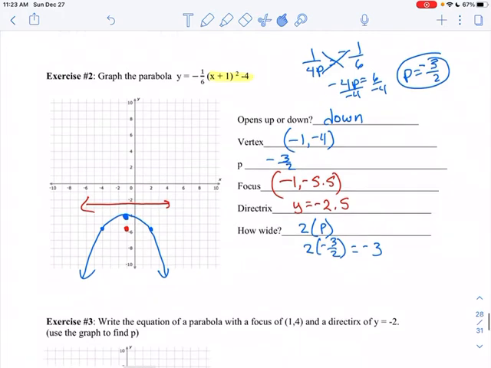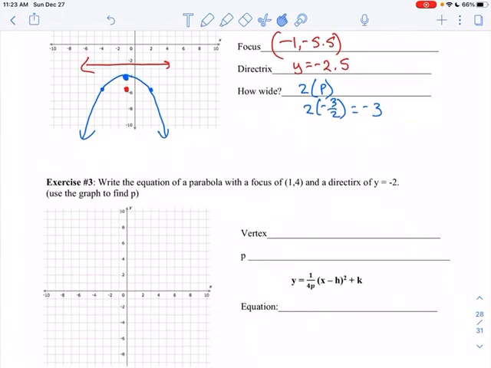Okay? All right. Write the equation of a parabola with a focus of (1, 4) and a directrix of y equals negative 2. Use the graph to find p. All right, because I have to know p. So I have a focus of (1, 4). I'm going to graph that. There's my focus right here. I have a directrix of y equals negative 2, so that's right here.